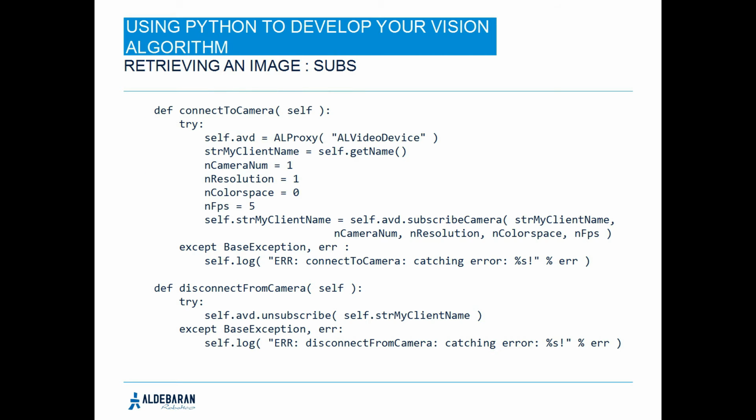To get images in your program, you need first to subscribe to the video device. You'll have to specify the camera you want to use, which resolution, an approximate frame rate, and the color space. At the end of the program, don't forget to disconnect from the video device so the video device will stop acquiring images. You can see that every client is recognized by a name. It's a string.